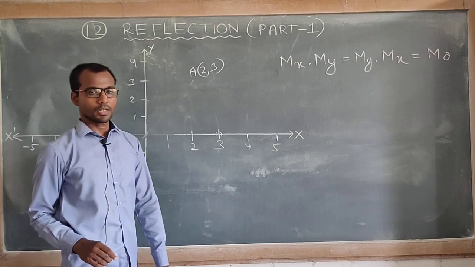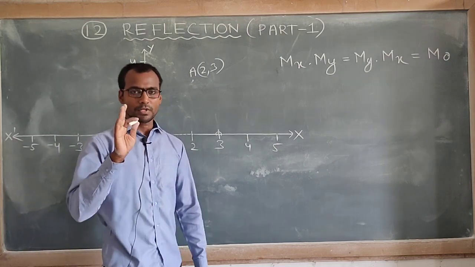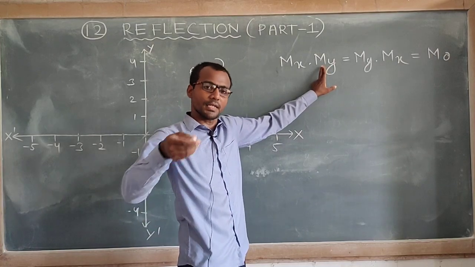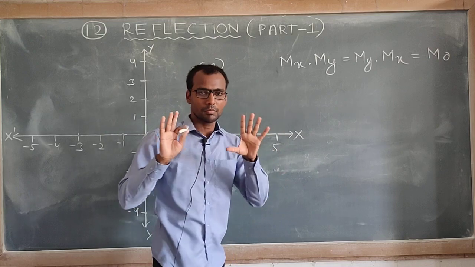I'll take this point A, whose coordinates are (2, 3). First, what will I do? First, I will reflect the point in the y-axis. Then I will reflect its image in the x-axis. I will get some point.